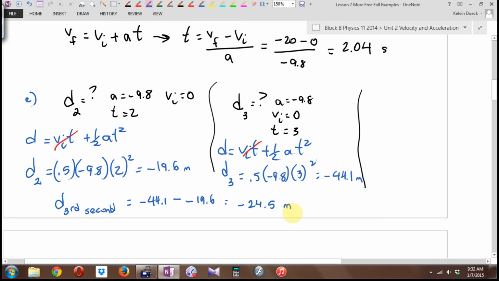In the third second of free fall, when I jumped out of an airplane, in that third second, I fell 24.5 meters. What direction? Down. Negative.